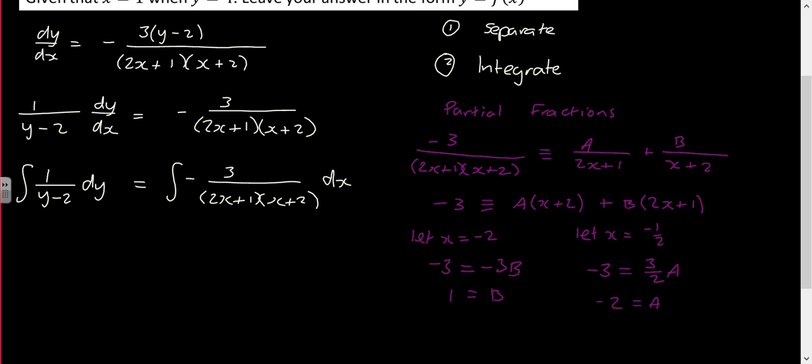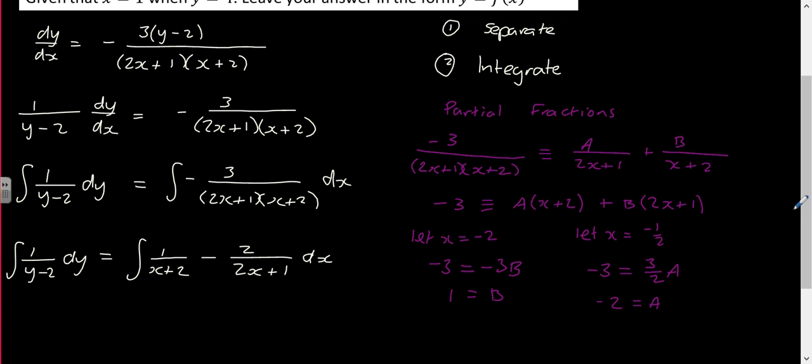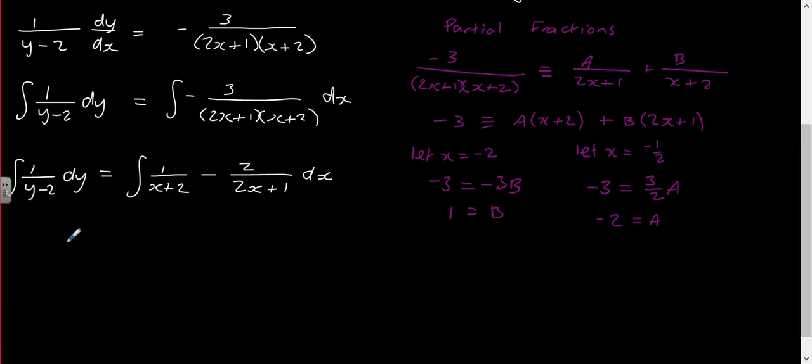So then we rewrite our integral before we actually integrate it. So 1/y minus 2 dy equals, so a is negative, so I'm just going to switch the fractions around. So I've got 1/x plus 2 minus 2 over 2x plus 1 dx. So I've used my partial fractions. It's time to integrate. Natural log of y minus 2. Remember, no plus c on the left-hand side, it all goes on the right.